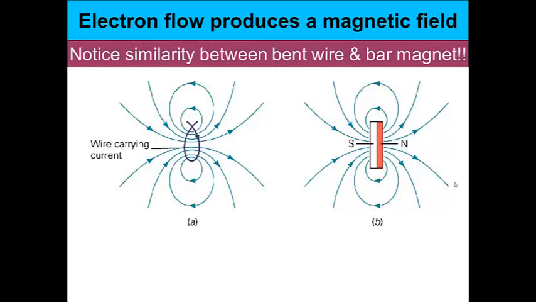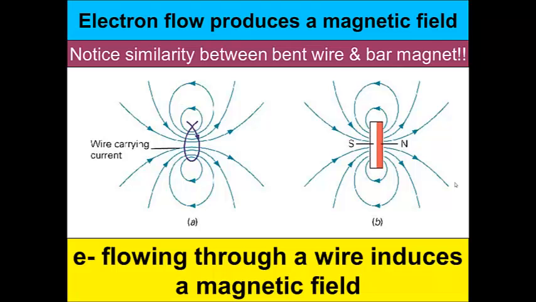Notice that there's a similarity between the loop of wire, the magnetic field caused by the loop of wire, and the bar magnet. The electrons flowing through the loop induce a magnetic field, very similar to the permanent magnet.